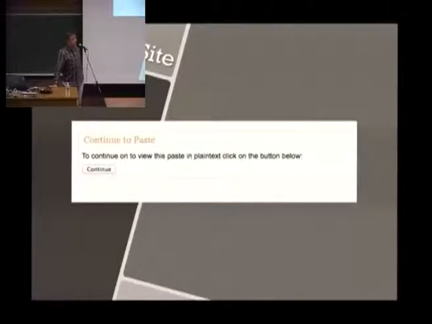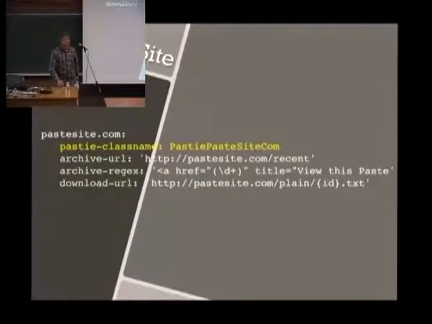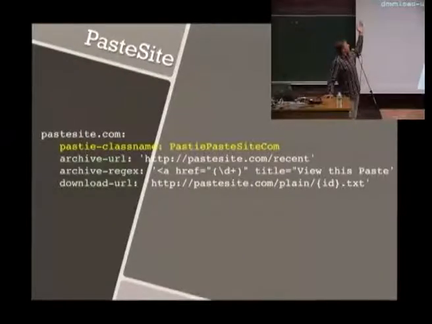The paste site has this example. And you can see that there's a unique confirmation key for each request. To solve this issue, I enabled a dynamic configuration of downloads features. So for the paste site, I have a separate class in my configuration. That's in the YAML configuration.